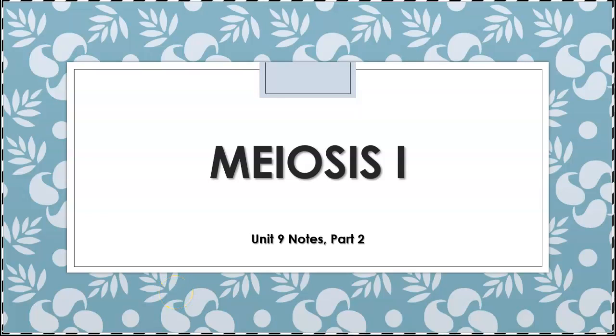This is Unit 9 Notes, Part 2, and we're going to talk about the first meiotic division called Meiosis 1. One thing I want to point out to you before we start is that the stages or the phases that occur in meiosis have the same names and the same similar things happen as happens in the stages of mitosis. And so the big difference is how the chromosomes behave. So pay close attention as we talk about the first division.